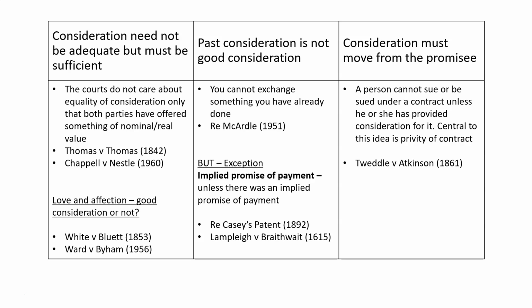There is an exception to that rule, which is an implied promise of payment. So unless there was an implied promise of payment, so it was implied that if you did that work you would get paid, that is an exception, and that would mean there would be good consideration. So in Re Casey's Patents, he was doing some work on some patents. It was implied, it wasn't agreed, that he'd be paid. He did the work, then they said they'd pay him, and then they didn't, so he said, well, you have to pay me. And the court said, well, actually, you do have to pay him, because it was implied when he did the work that you were going to pay him.